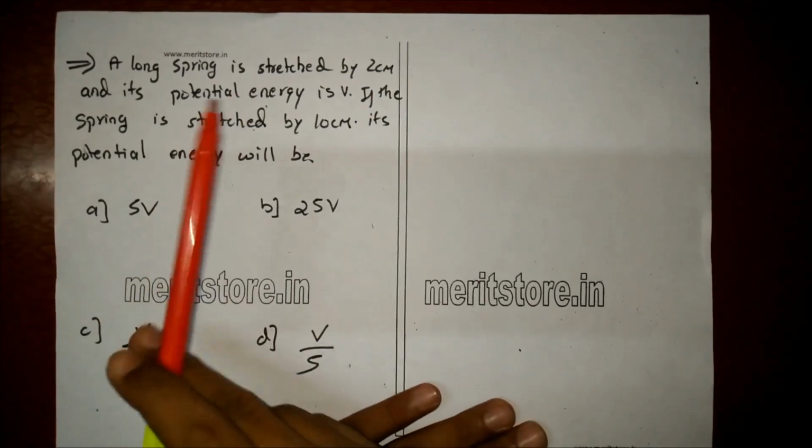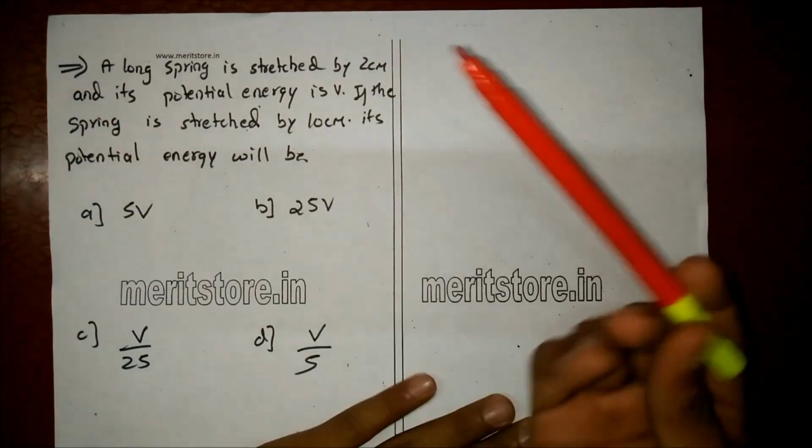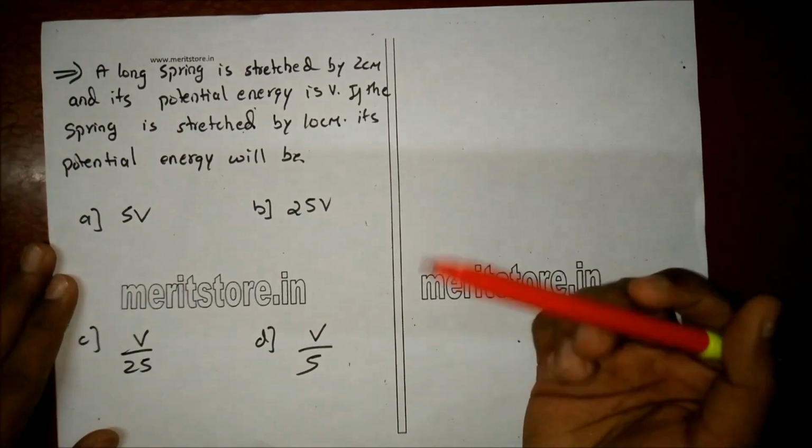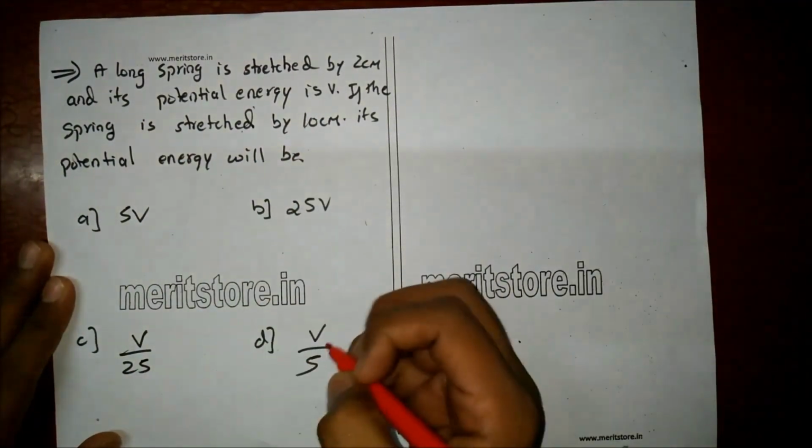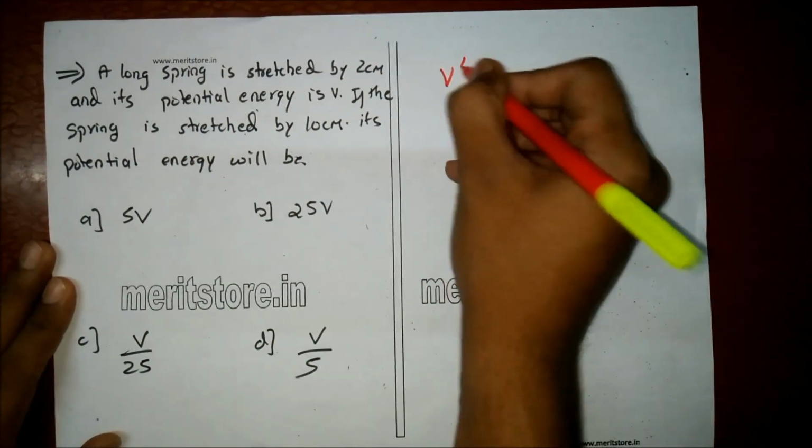A spring is stretched by 2 centimeter and its potential energy is V. If the spring is stretched by 10 centimeter, its potential energy will be... Here are the options. Now let the new potential energy be V dash.